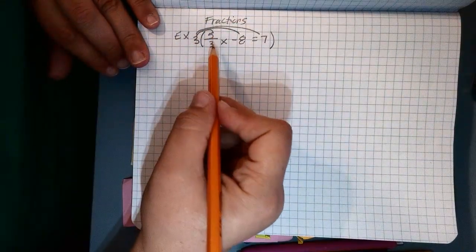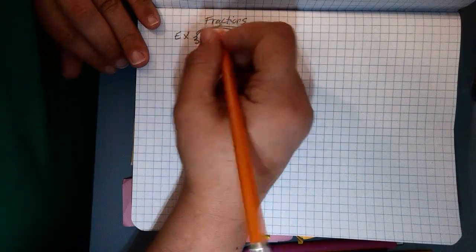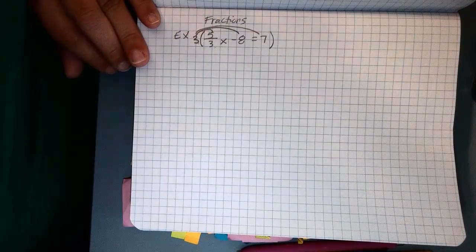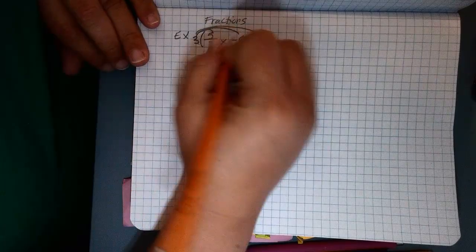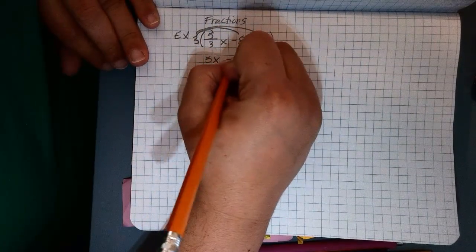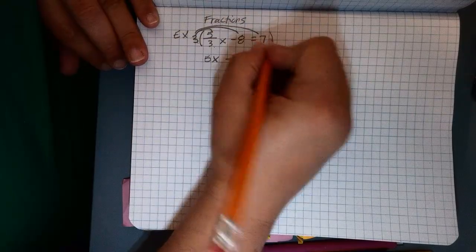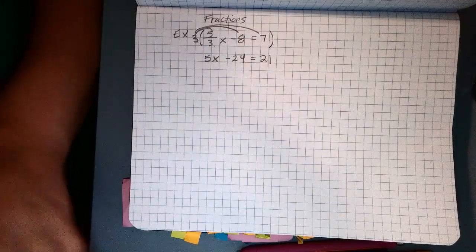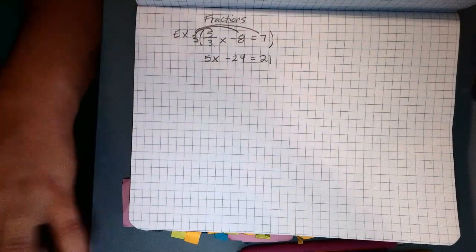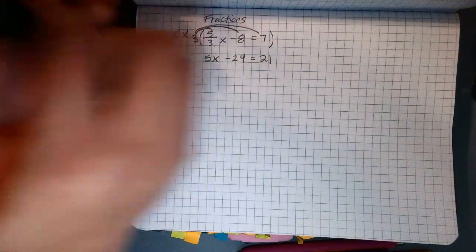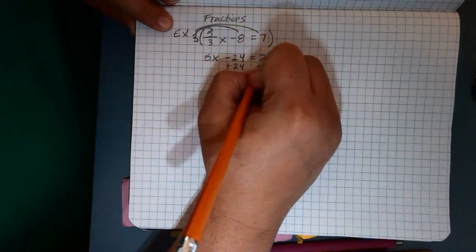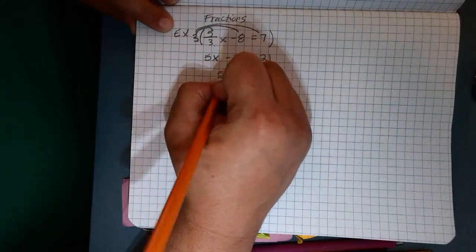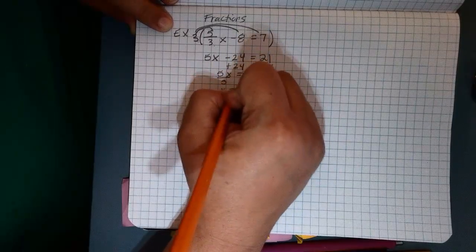So 3 times 5 over 3. The 3's cancel out. That's the point of this, because 3 over 3 is 1, leaving 5x. And then 3 times negative 8 is negative 24, and 3 times 7 is 21. Now that problem is the same problem. It's just a lot easier to solve. It's still balanced. There's nothing wrong with getting rid of the fraction. And then you just solve it just like we were. 5x equals 45, divide by 5, and x is 9.